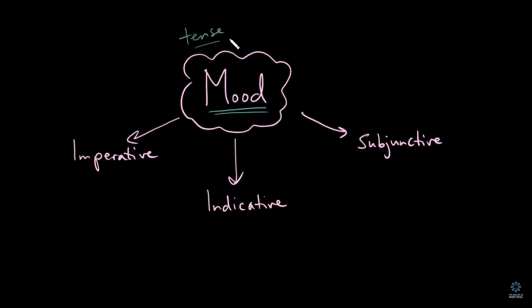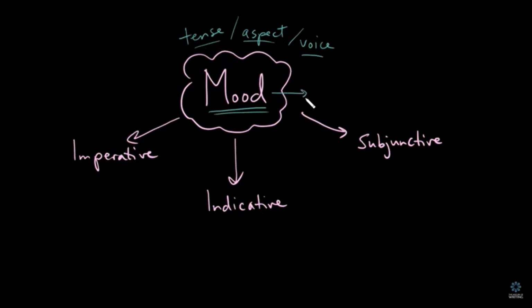Tense tells you about when something happens, so present, past, or future. And we also have aspect that tells you a little bit about the duration over time or the way the action extends over time, if it was finished or continued or something like that. And then the last one is voice, and that tells you if the action is active or passive.